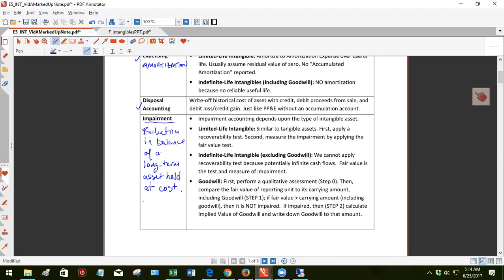And once it's written down under US GAAP, it's generally, once again with few exceptions, not reversible. Not true under IFRS. It is reversible under IFRS, but currently under US GAAP, these impairments are what we call asymmetric: you write them down and you don't get to write them back up.